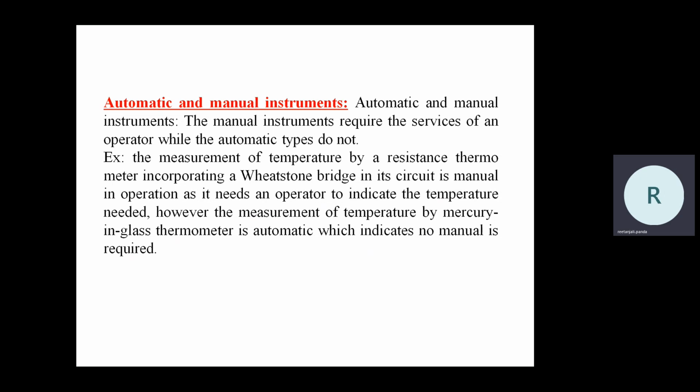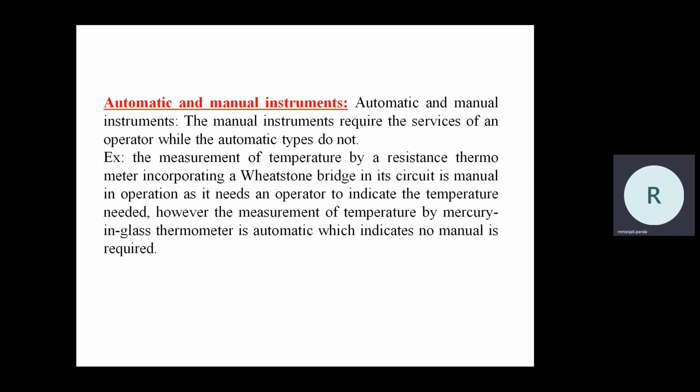But that is the automatic one. Sorry, that is the automatic one. But in case of manual, what you have to do? You have to do all the things. That means the observer has to do all the things step by step to get the output. Okay, that is what is called your automatic type and manual type.